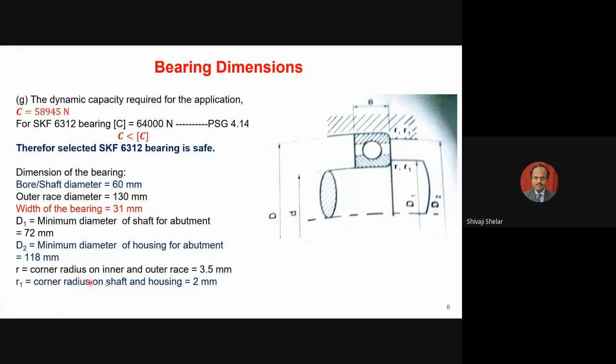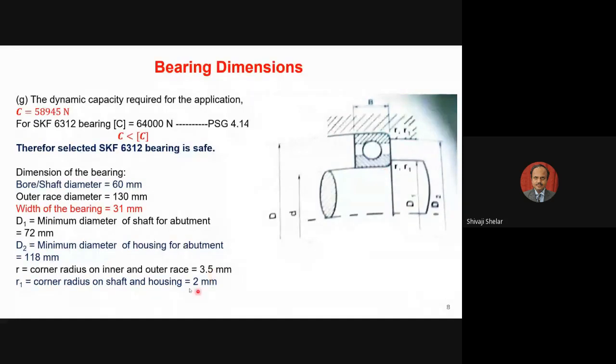Then we require corner radius. One is the corner radius on the bearing, and another is the corner radius on your shaft and on your housing. So R is for corner radius on your inner and outer race. This is the inner race and this is the outer race. For the inner race, what should be the radius for the bearing here? The radius mentioned in the table is around 3.5 mm. And then the radius for the housing corner here can be of the order of 2.